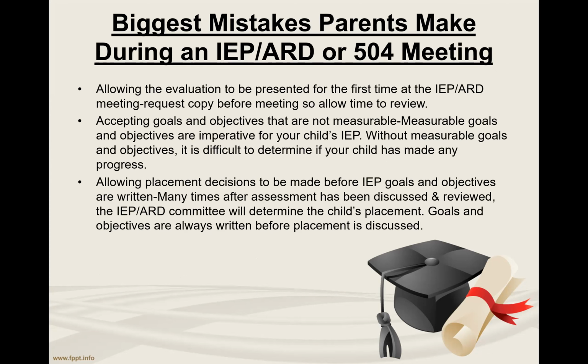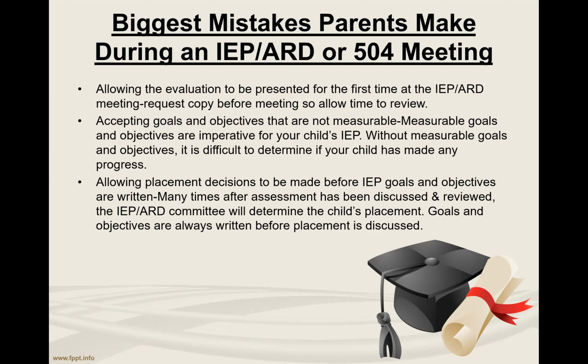So let's talk about some other mistakes that parents make during an IEP, ARD, or 504 meeting. One is allowing an evaluation to be presented to you for the first time, even at a 504 meeting, okay? Request a copy of that evaluation ahead of time so you can digest it and come up with questions. It's very hard to digest and interpret an evaluation when someone is reading it to you for the first time in a meeting. Another mistake, especially with an IEP, is accepting goals and objectives that are not measurable. I talked about this before in a previous ARD. Measurable goals provide data that can be included in the present levels. If you don't have measurable goals and can't get measurable progress, how can the team develop new goals? You must use that measurable progress to help develop new goals.